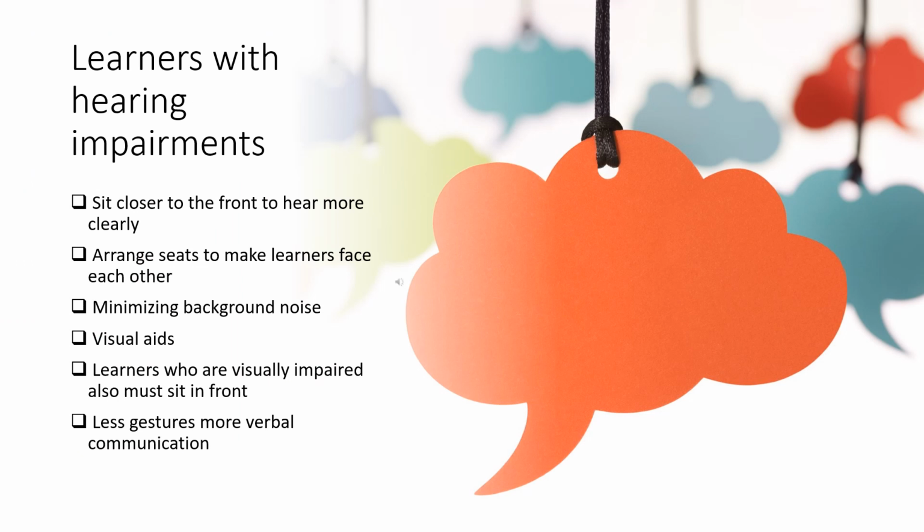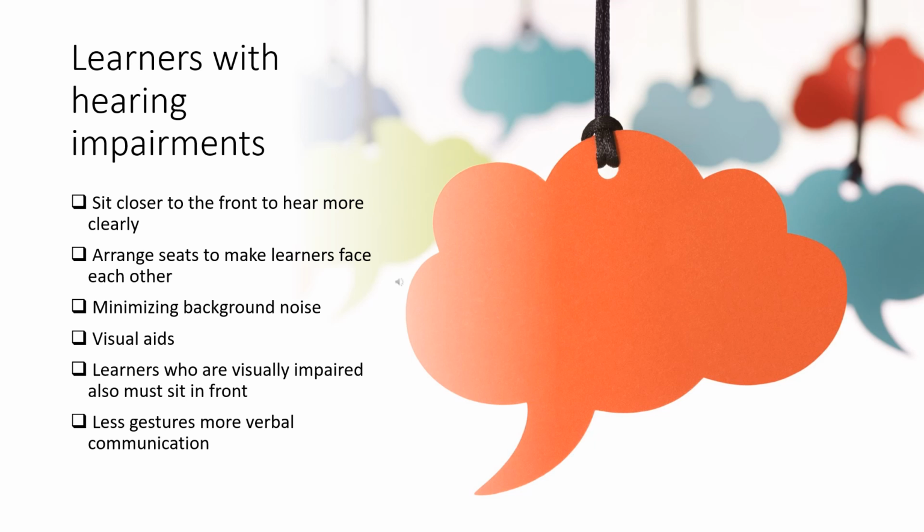Learners with hearing impairments are to be made to sit closer to the front in order to hear clearly. The seats must be arranged in a manner that makes the learners face one another. There should be minimal background noise, and as a teacher, you should use visual aids in order to assist them to understand the topic clearly.